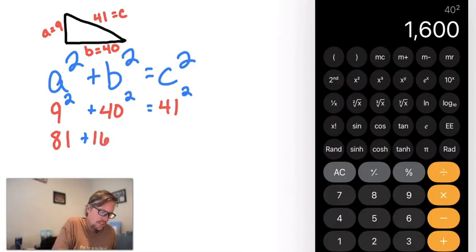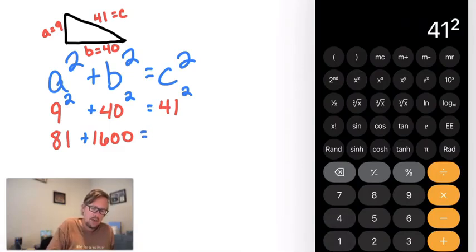And then 41 squared is a little bit trickier than that. You're probably going to want to use a calculator for 41 squared. And 41 squared is going to give us 1681.